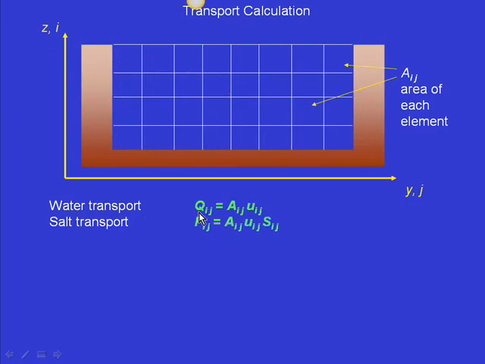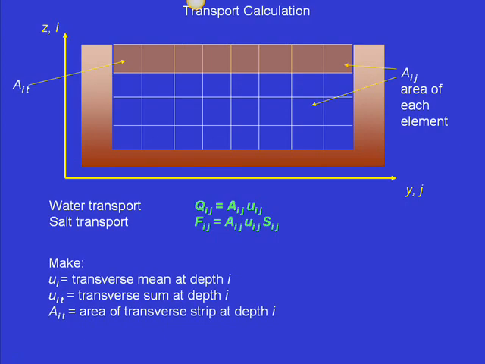So the transport of water will be given by the area of each one of these elements times the flow at each one of these elements. And the transport of salt will be equal to the area of each one of these elements times the flow at each one of those elements, that is the water transport, times the salinity at each one of those elements. So this is sort of repeating what we had seen before.